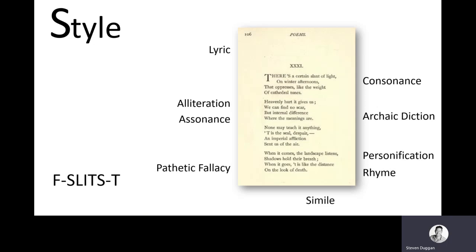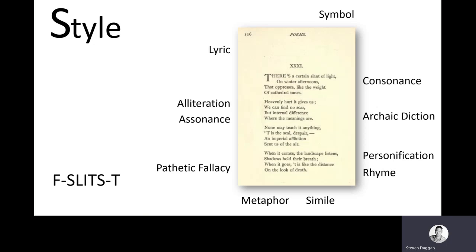And we have the use of simile. 'Tis like the distance on the look of death, or in the first verse, that oppresses like the weight of cathedral tunes. We also have metaphor used in the poem. 'Tis the seal despair, or an imperial affliction. Things being compared, but without using like or as. And finally, we have symbol. What does the certain slant of light symbolize? Well, you can claim it's a symbol, as some have, of death or of despair.